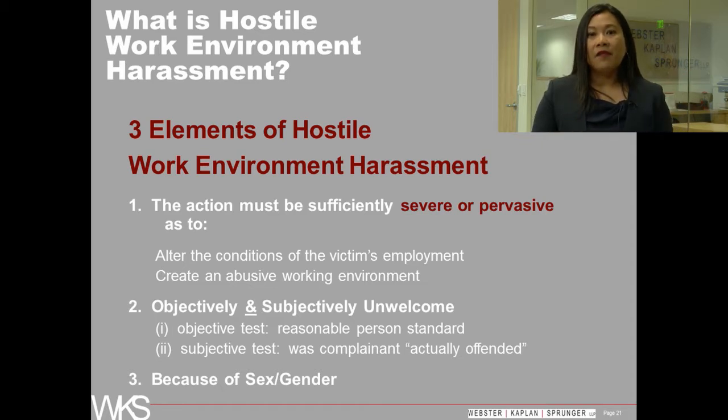And again, we have the prong of subjectively and objectively unwelcome, meaning we have to take a look at the conduct and assess whether or not the individual who is receiving the conduct actually does not welcome it, and whether a reasonable person in that employee's position would consider that conduct to be unwelcome. And the last prong, which both of the categories share, is that the behavior has to be linked to some type of sex or gender, some type of sexual component.